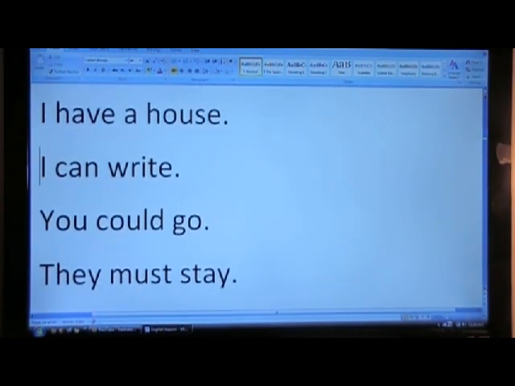Now a few sentences with auxiliary verbs. Now we say, I have a house. I can write. Notice here we have two verbs. Can is an auxiliary verb. Write is a regular verb. You could go. This is present. This is past. You could go is past. They must stay. Must is only present. Again, two verbs. Must is an auxiliary verb. Stay is a regular verb.